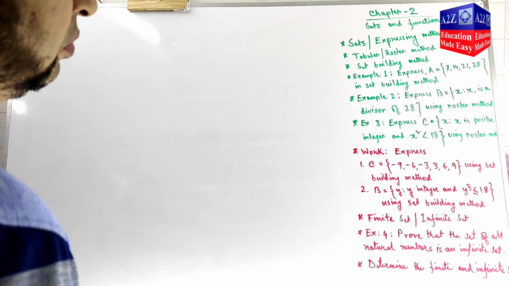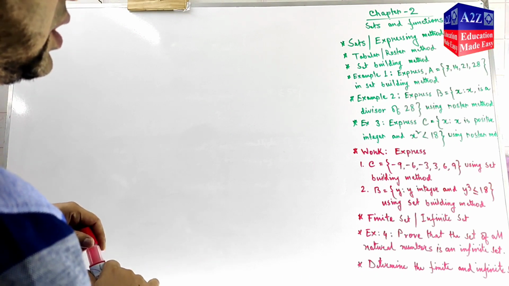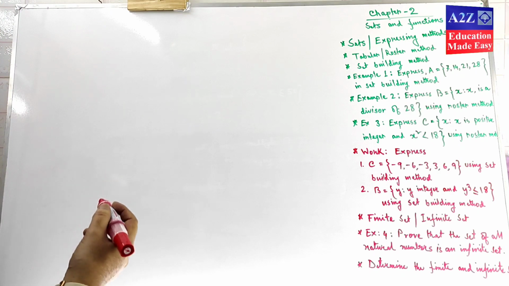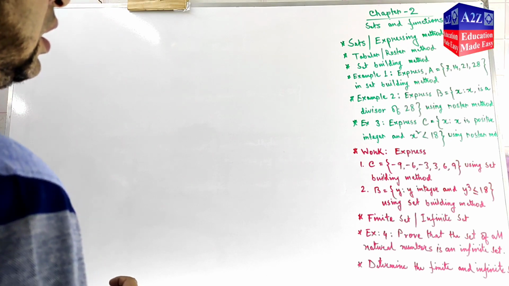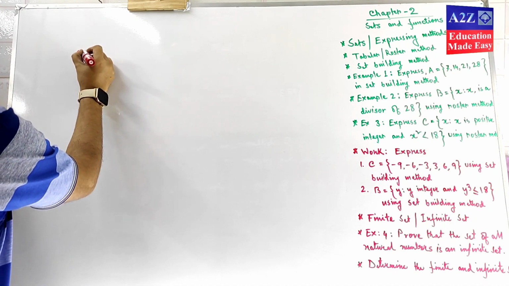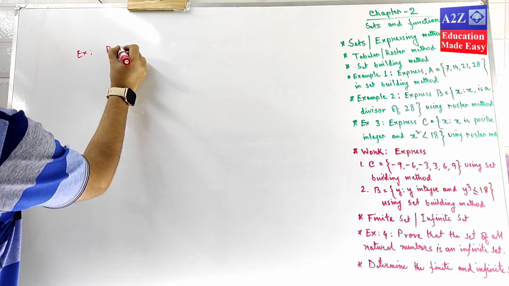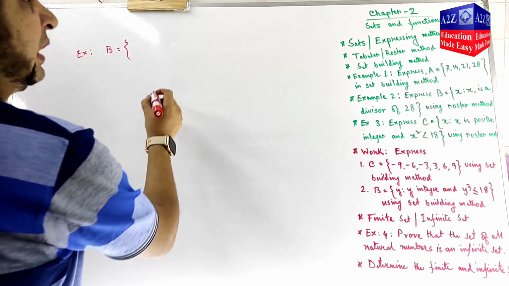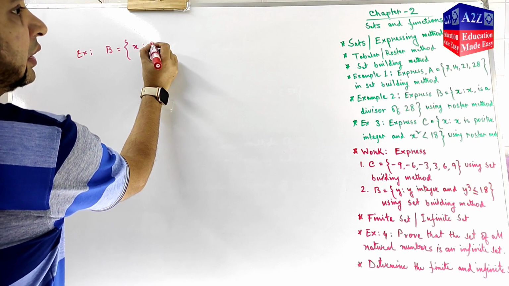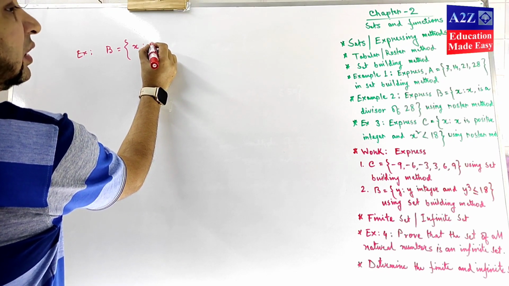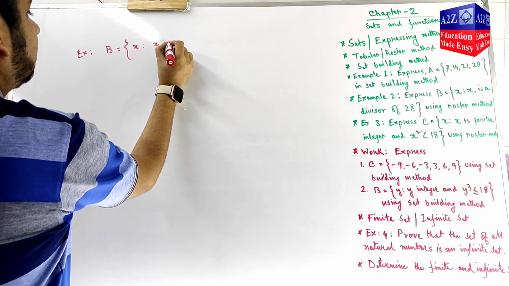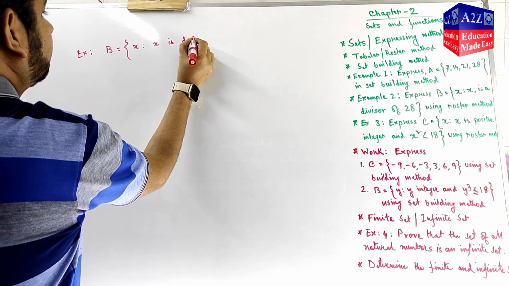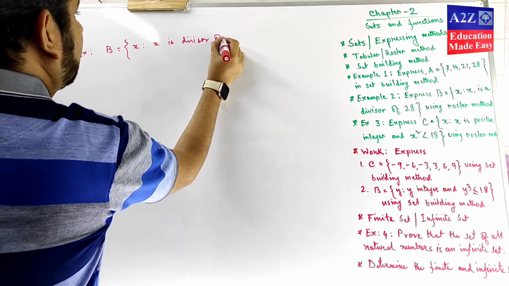Let me try another example. A set is given in set builder method, and I have to convert this into roster method. In example 2, it is given that set B is a set of elements x such that x is a divisor of 28.